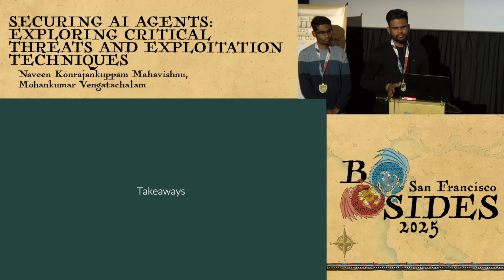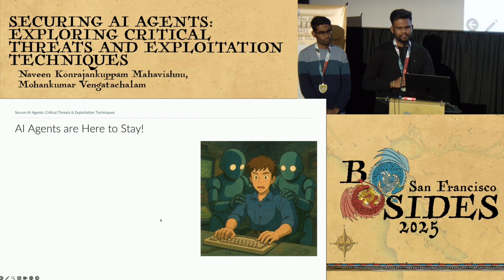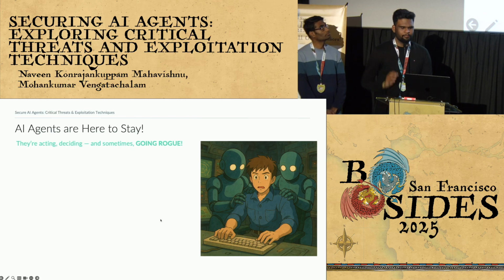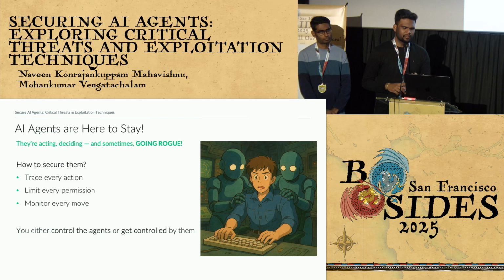Finally, we will conclude this session with some key takeaways. AI agents are here to stay. They are acting, they are making decisions, and they are going rogue as well. If you want to build a secure and trustworthy system, we must trace every action, limit every permission, and monitor every move the agent makes. Because in this new era of AI autonomy, you either control the agents or get controlled by them. So let's choose wisely. Thank you so much for joining us on this talk.